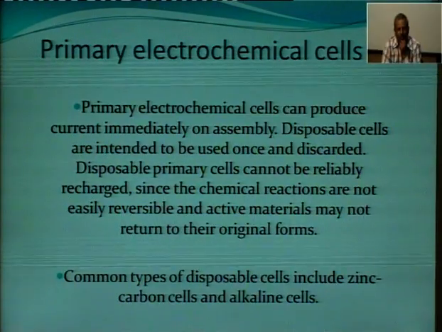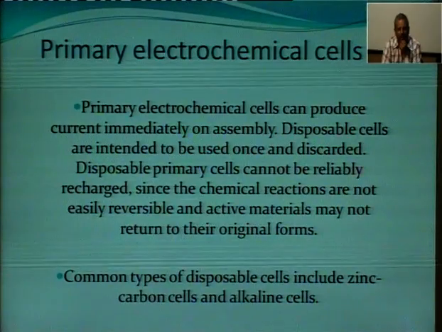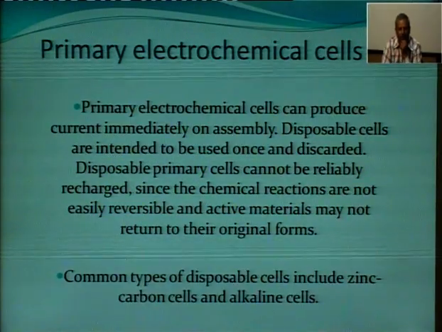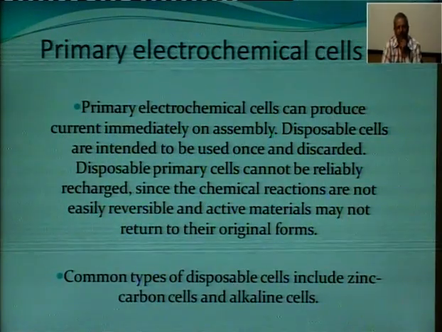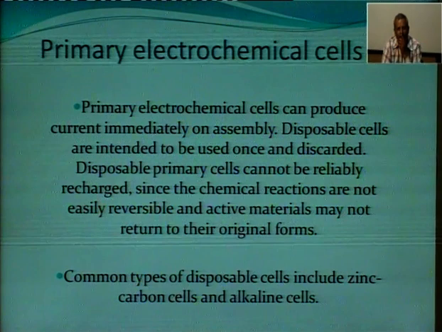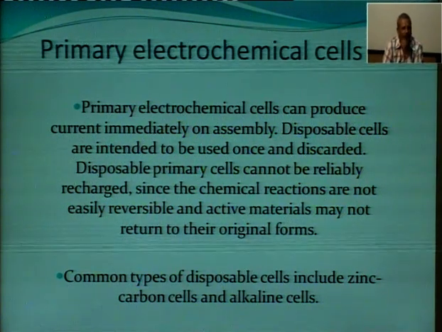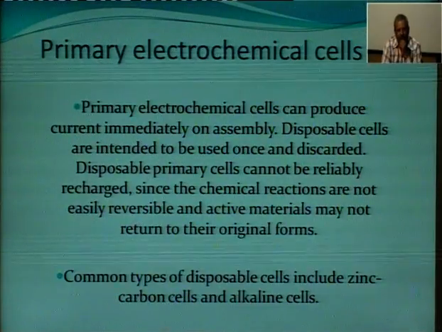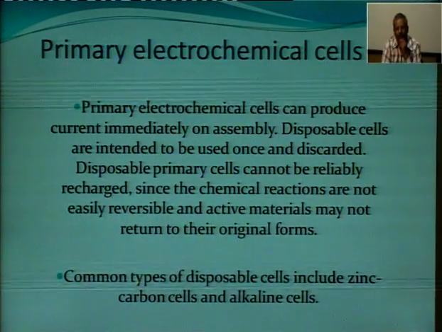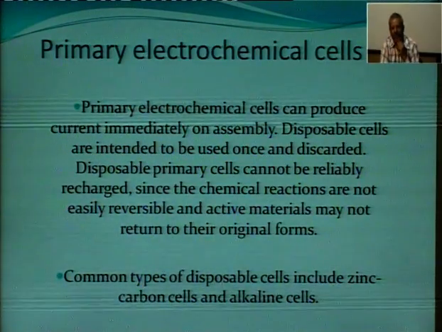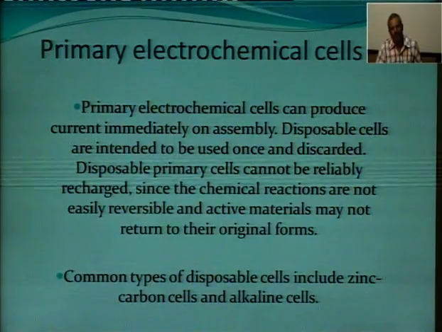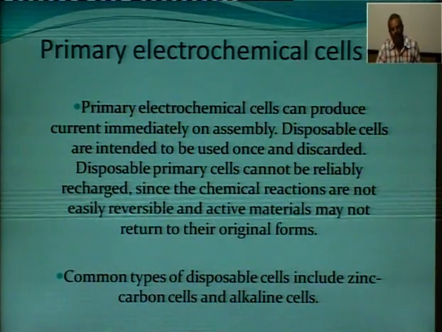So, these primary electrochemical cells cannot be recharged. The chemical reactions are not easily reversible in the primary electrochemical cells. The active materials may not return to their original forms. Common types of disposable cells, or the primary cells, include the zinc carbon cells or alkaline cells. These are the common examples of the primary electrochemical cells.